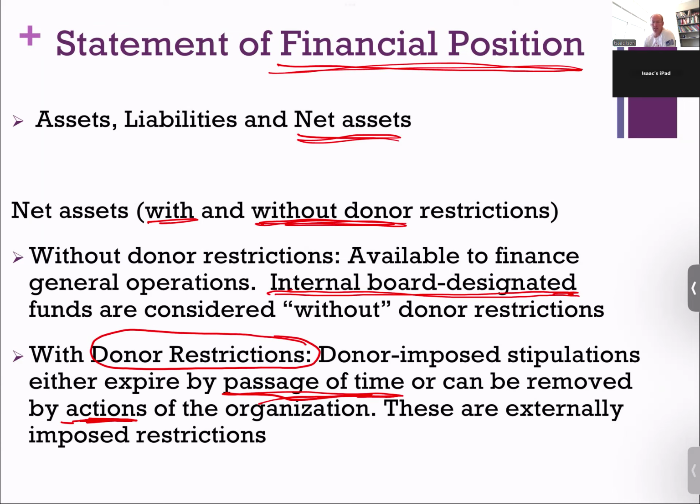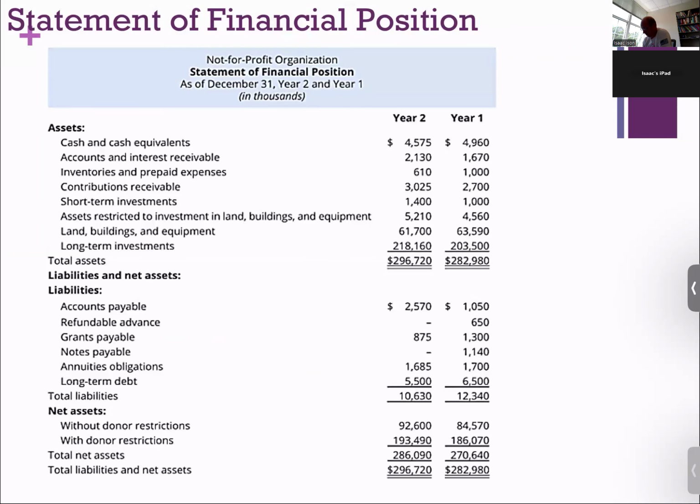That is not considered with donor restrictions because the board designated it, and therefore the board can undesignate it, right? So that's your statement of financial position. And you can look this over. I mean, it's in order of liquidity, just like normal. And then you just go down here and look at the net assets, and you can see with donor restrictions, without donor restrictions.